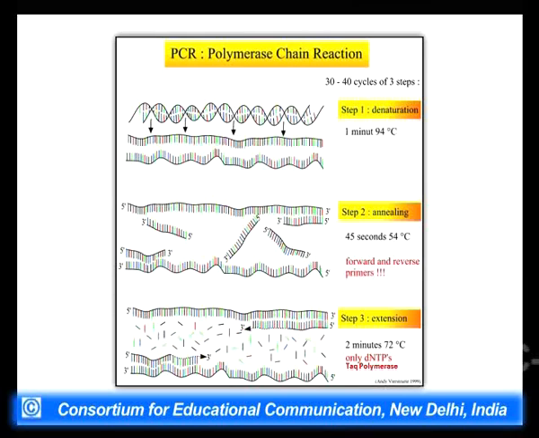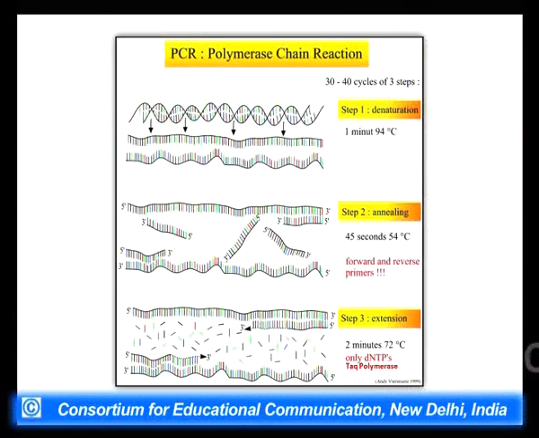And in the third step, we go for the extension or elongation, where the DNA replication process starts taking place. The polymerase will come and attach to the primer, and the replication process will start with the addition of nucleotides one after another, depending upon the base pairing rule, meaning G will base pair with C, and T will base pair with A.